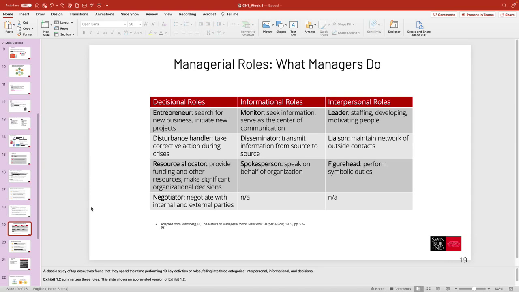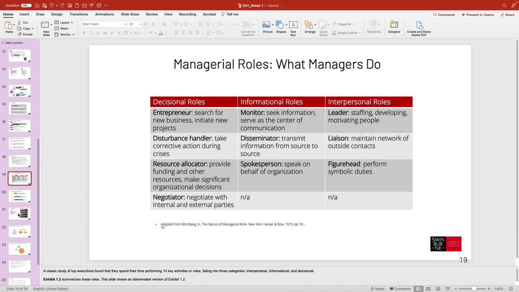Liaising role as well, maintain networks with outsiders, as I said, customers, investors, consumers, and government and other related agencies, regulatory bodies, etc. They have to act as a figurehead to perform symbolic duties. We have seen sometimes, for example, your principal representing the community. Sometimes CEOs of organizations represent their organization at award ceremonies and all of these kinds of things.